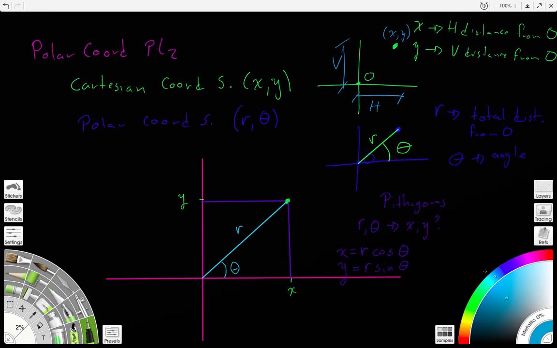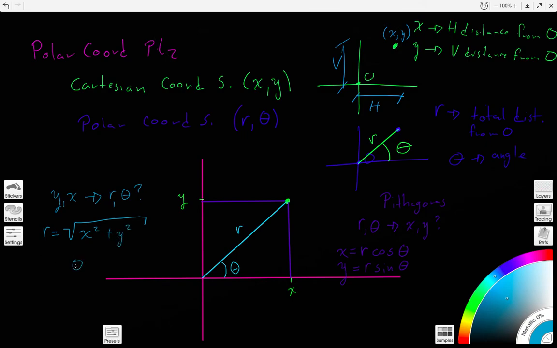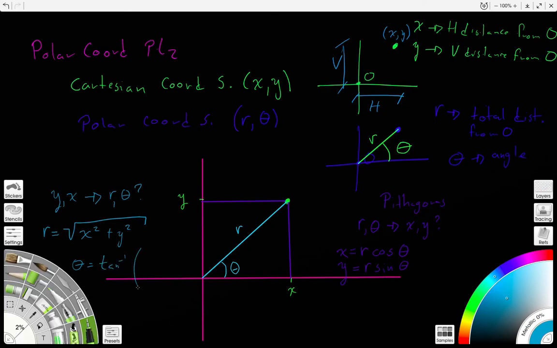So how do we change, if we have y and x, how do we change to r and theta? Well, we still use the Pythagorean theorem. R is equal to the square root of, let's start with x, x squared plus y squared, and theta is equal to the inverse tangent of y over x. Okay?